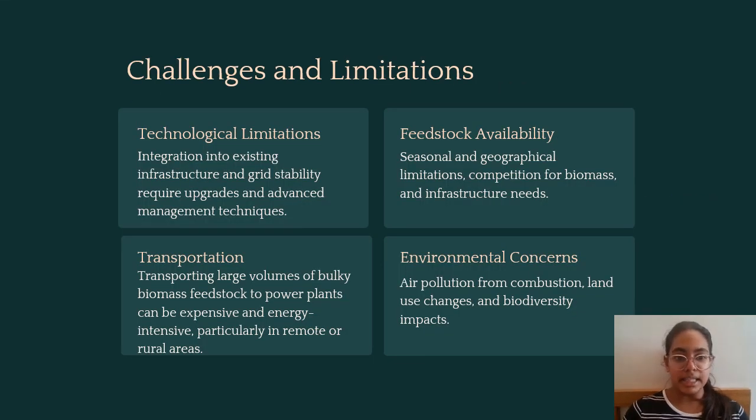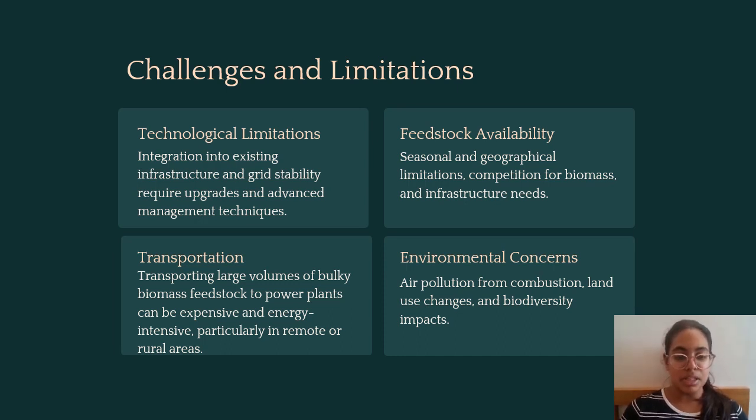Now that we have seen the advantages of biomass power plants, let us even look at the challenges and limitations of biomass power plants. Number 1 is technological limitations. Integration into existing infrastructure and grid stability require upgrades and advanced management techniques. Number 2. Feedstock availability. Seasonal and geographical limitations. Competition for biomass and infrastructure needs.